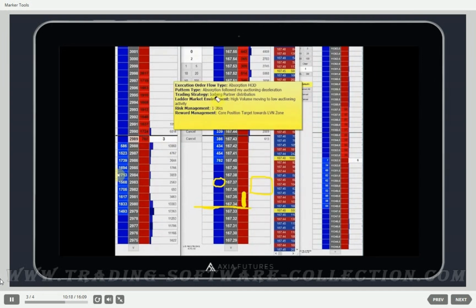So what we're looking for here again is an iceberg partner distribution. The market environment is high volume, moving to low auctioning activity. So what I mean by that is, firstly, there's a lot of intense volume going through. At that stage, you might actually wait because the VPOC has shifted, with VPOC meaning the volume point of control, where the most volume has been traded.